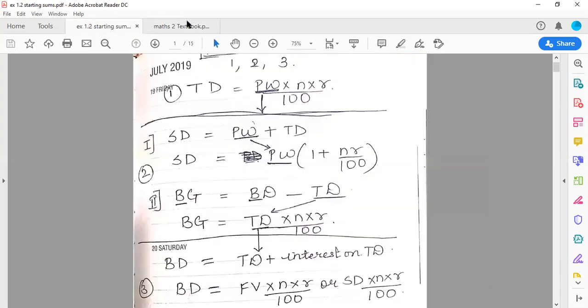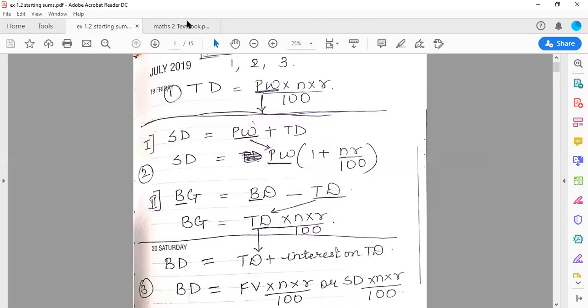Okay. So I'm just giving you all 2 minutes to revise the formulas in your mind, whichever I have taught you all just now. Just have a quick revision of those formulas in your mind. And then we'll start with the exercise. Exercise 1.2.